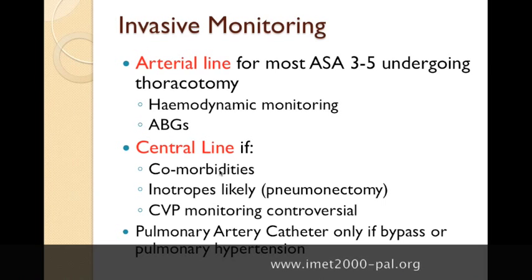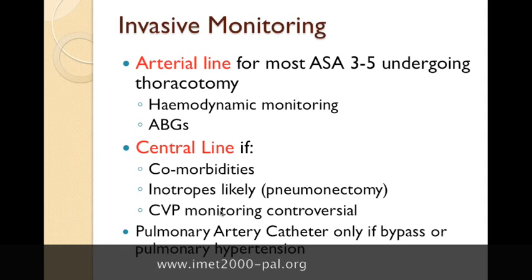A central line we don't always need, but if they have significant comorbidities, if it's likely they're going to be ventilated afterwards, if they are likely to need inotropes, and often with a pneumonectomy we need to give some inotropes to keep our fluid down, then it may be useful. Using it for monitoring central venous pressure is controversial. Those of you who have read anything about central venous pressure monitoring will know that one of the first things you'll read is that the number is very, very inaccurate for a variety of reasons.